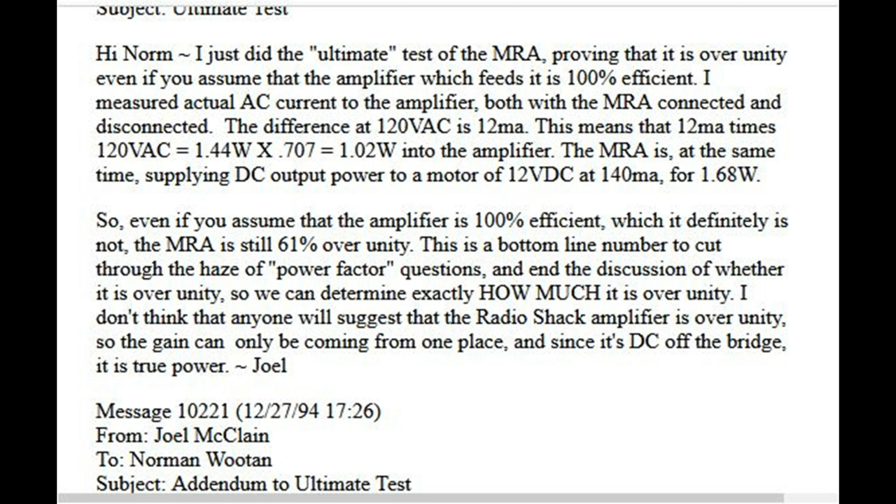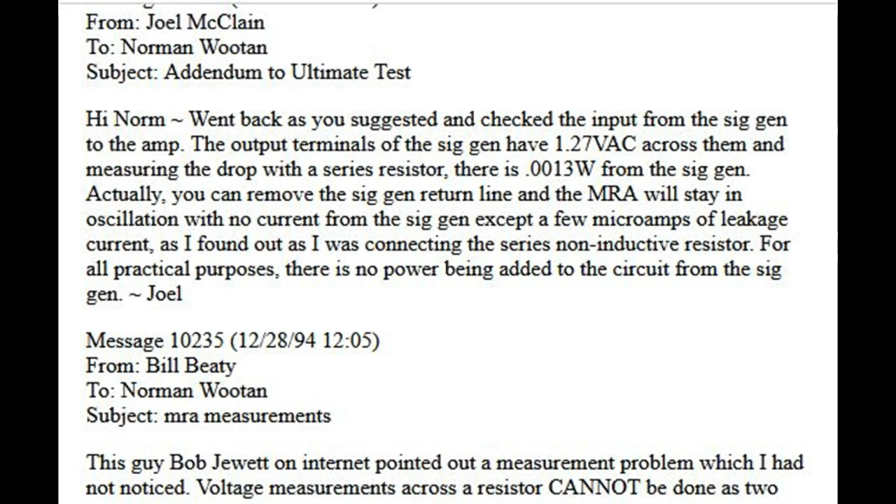Joel. Message 10221, December 27, 94, 1726. From Joel McLean, to Norman Wooten. Subject: Addendum to Ultimate Test. Hi Norm. Went back as you suggested and checked the input from the signature gen to the amp. The output terminals of the signature gen have 1.27 volts alternating current across them, and measuring the drop with a series resistor, there is .0013 W from the signature generator.